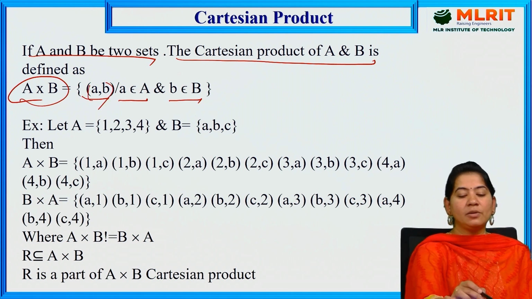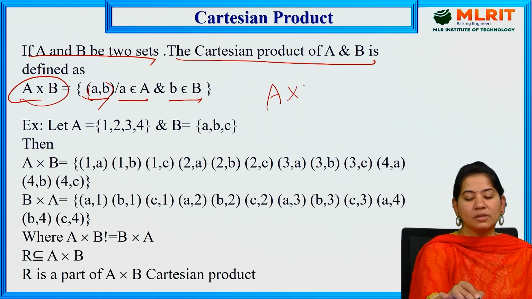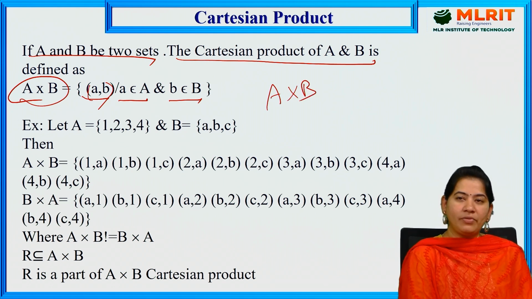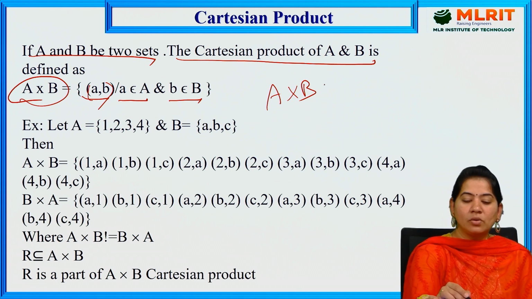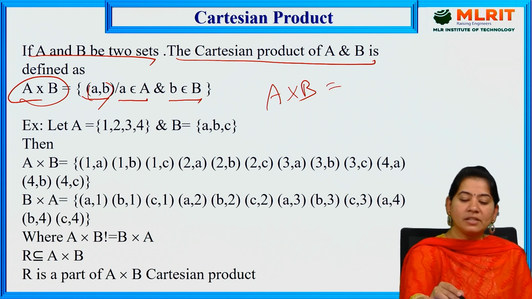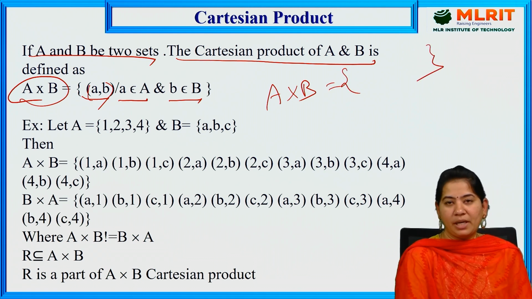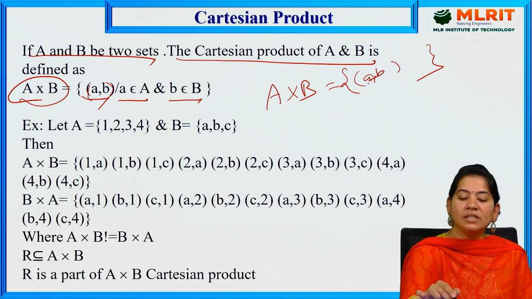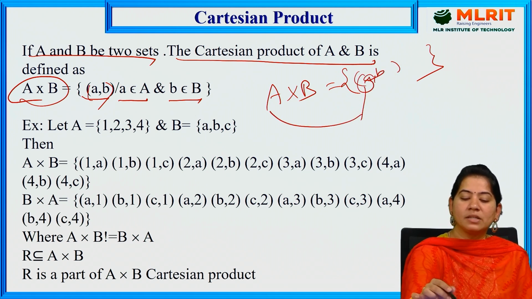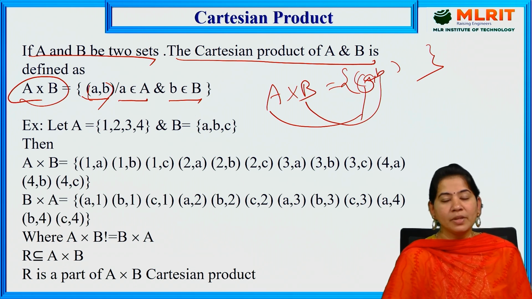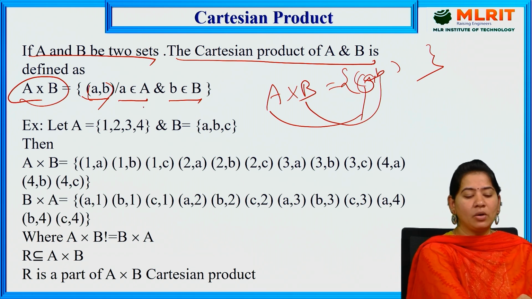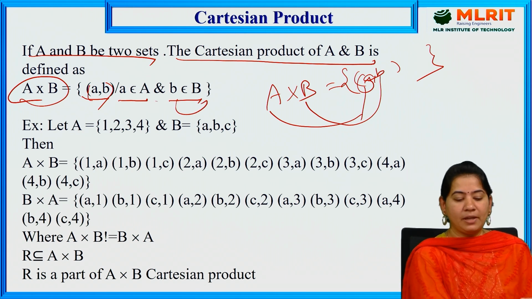So the Cartesian product is always represented with a cross, A cross B, or A Cartesian product B. This is how you will get A cross B in the form of ordered pairs. The first element is always taken from the first set, and the second element from the second set. That is (a, b) such that a belongs to A and b belongs to B. Let us see one example so that we can understand.